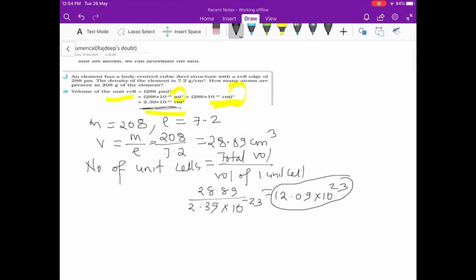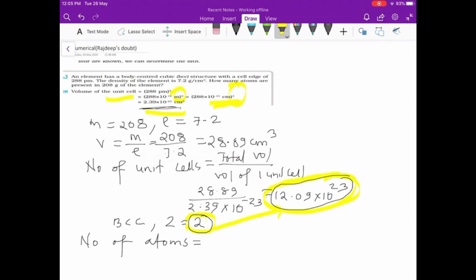Then you know that since the question is telling you it is a BCC structure, for BCC you know the number of atoms present in one unit cell, which we call Z, is equal to 2. Then what is the total number of atoms present? To find the total number of atoms present in that 208 gram, don't forget, it is the number of atoms present in one unit cell times the total number of unit cells.